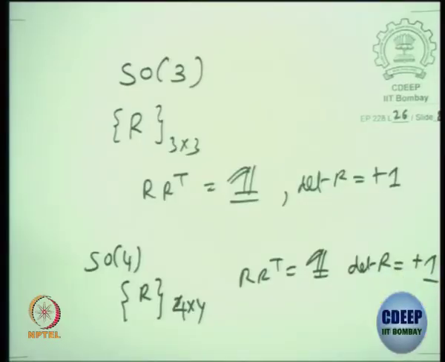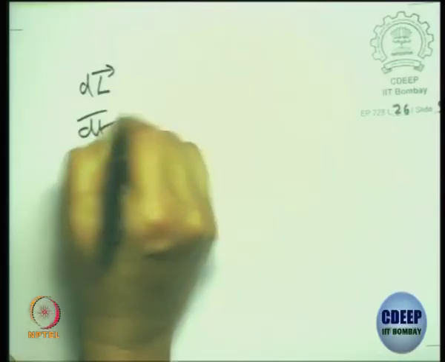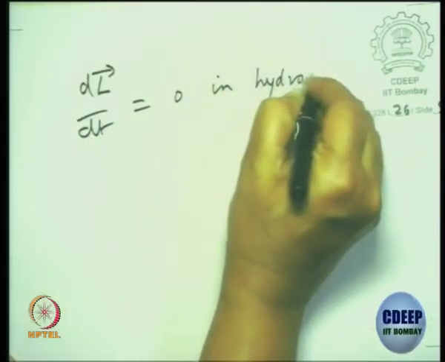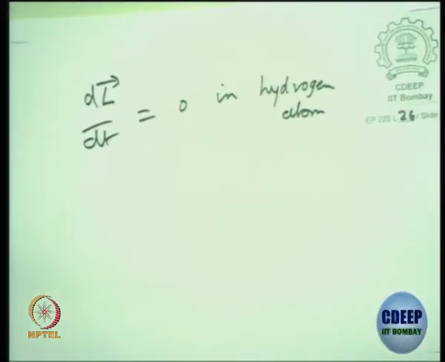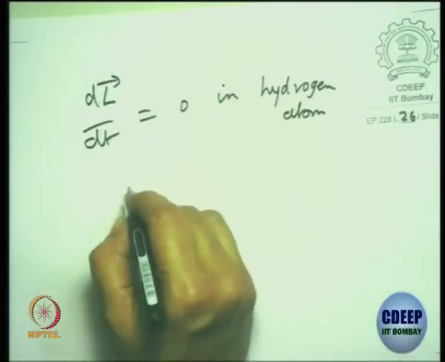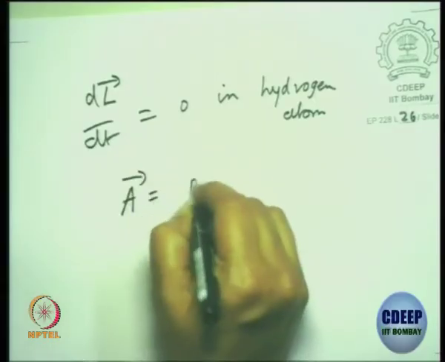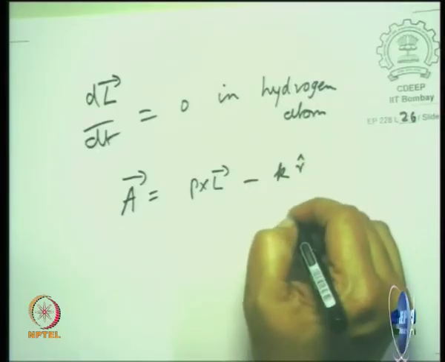But why am I trying to push you onto SO4? If you know your hydrogen atom problem, you all know angular momentum is conserved. So you have angular momentum in the hydrogen atom. In classical mechanics, I am sure you have all done the Runge-Lenz vector, right? What is the Runge-Lenz vector? They denote it by P cross L minus K R hat, something like this. It's my memory.